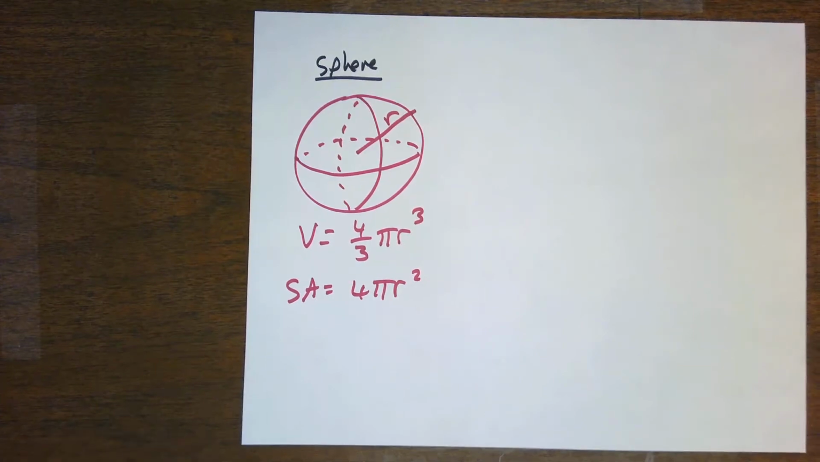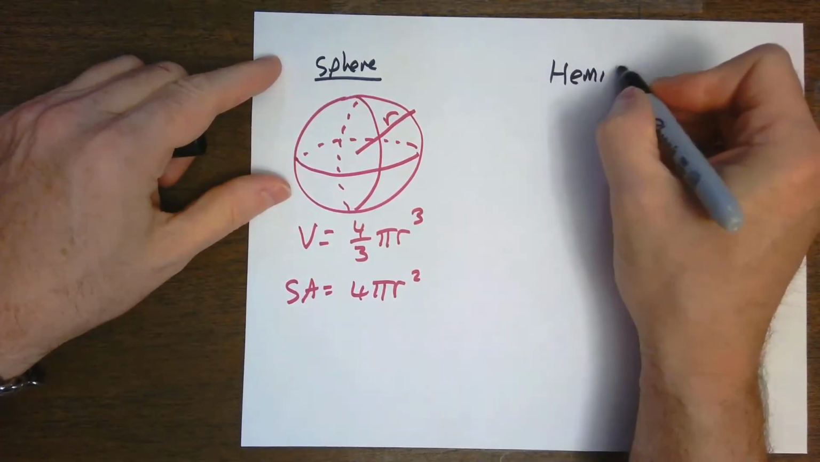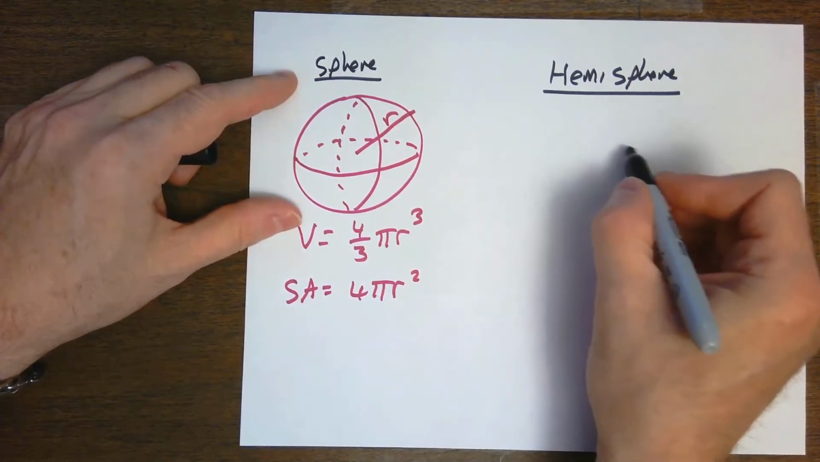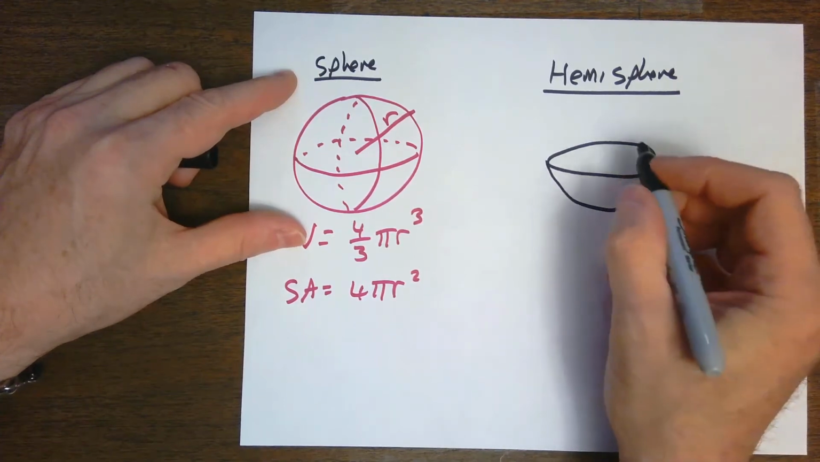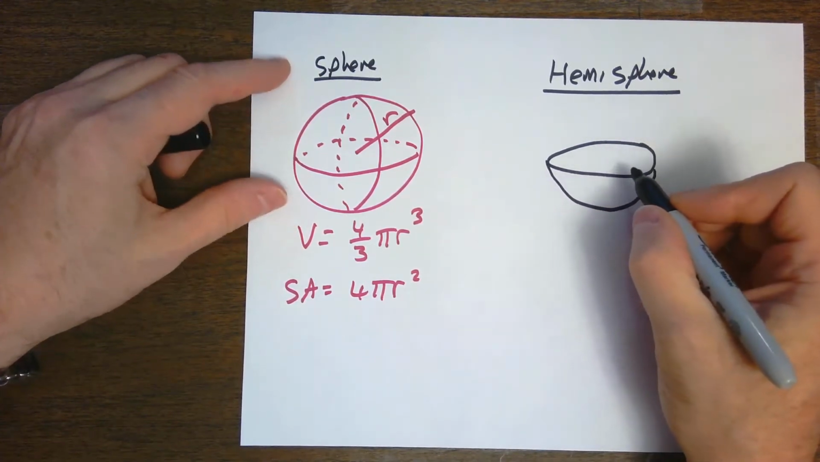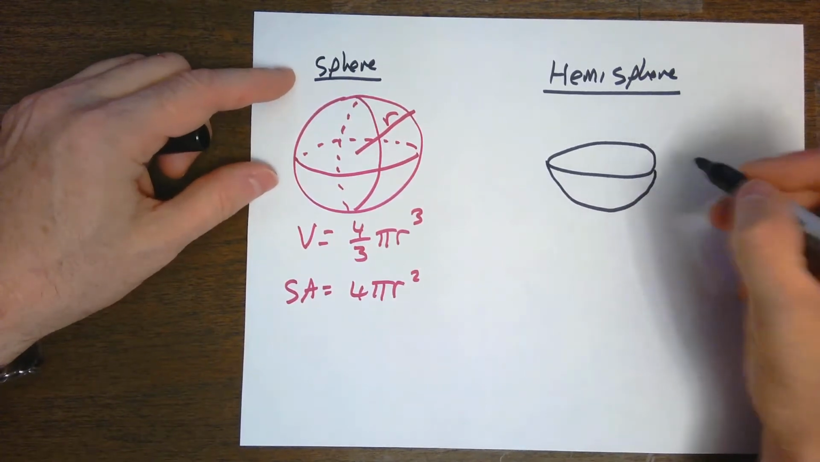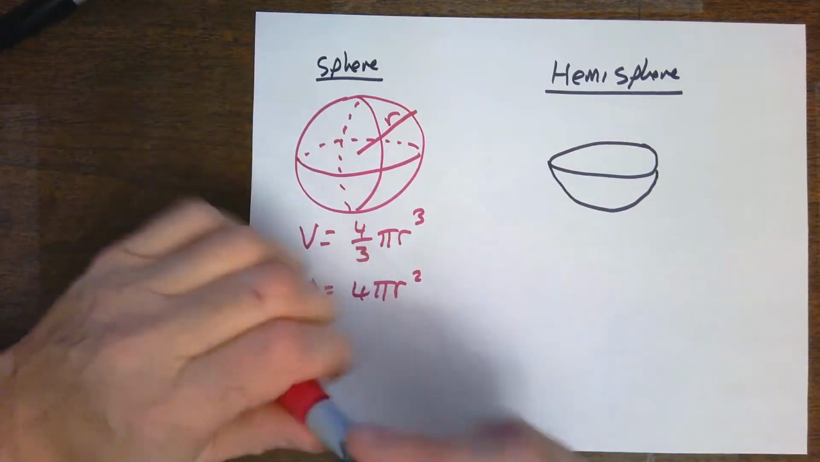All right, so those are the 3 main formulas, the things we're going to be looking at. We're going to see some other things along the way. For example, we might see something called a hemisphere. And don't let a hemisphere give you a hard time. A hemisphere is literally just half of a sphere.